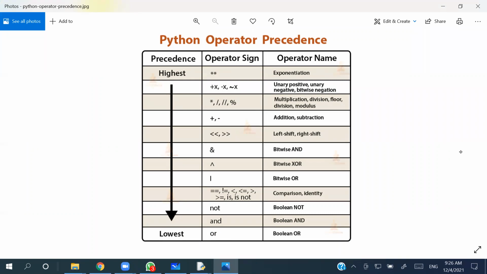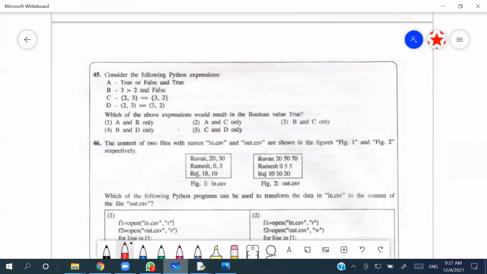Again, it is the same order we consider when drawing a truth table circuit with gates. Right, not gets the highest priority, and gets the next priority, and or gets the last priority. So according to that, in the first answer, true or false and true, this is going to happen first: false and true is going to give you false. So this is now true or false, right? Because and should have true as both operands to have a result of true.